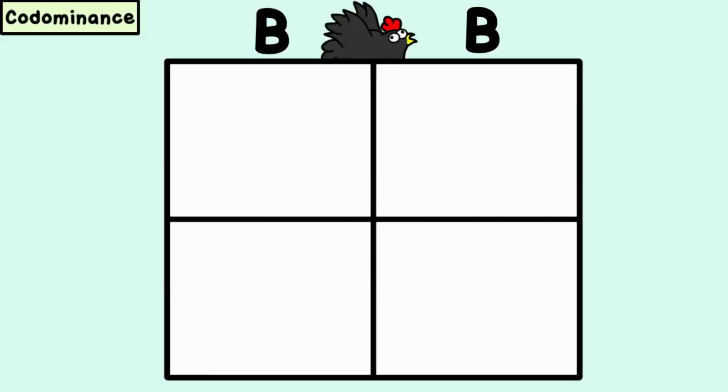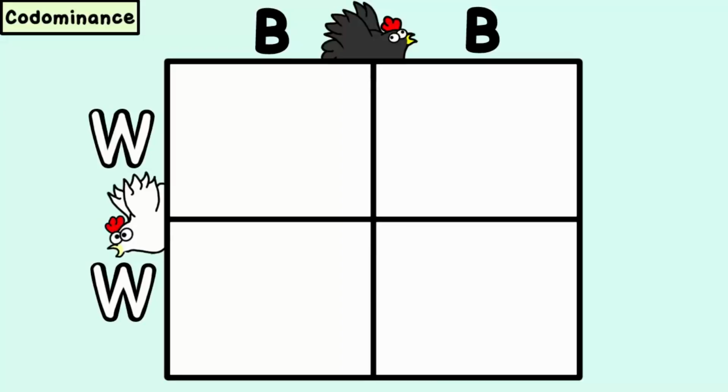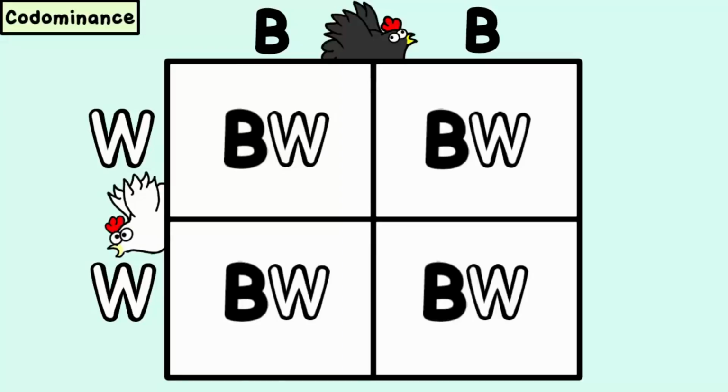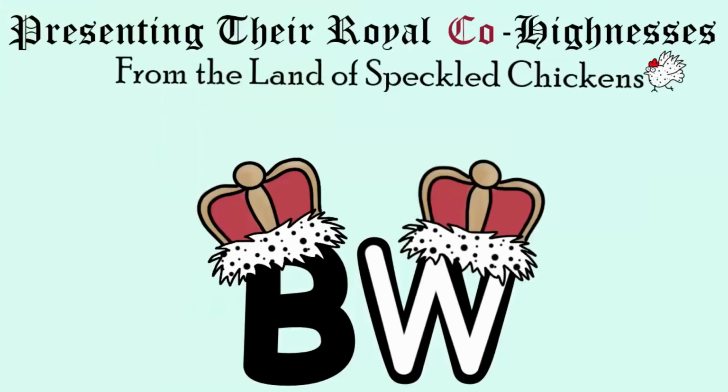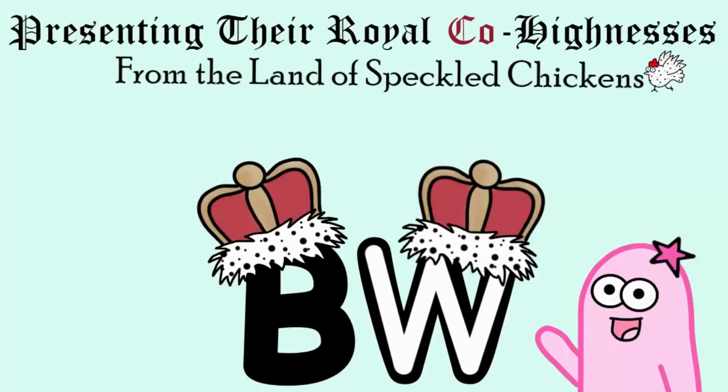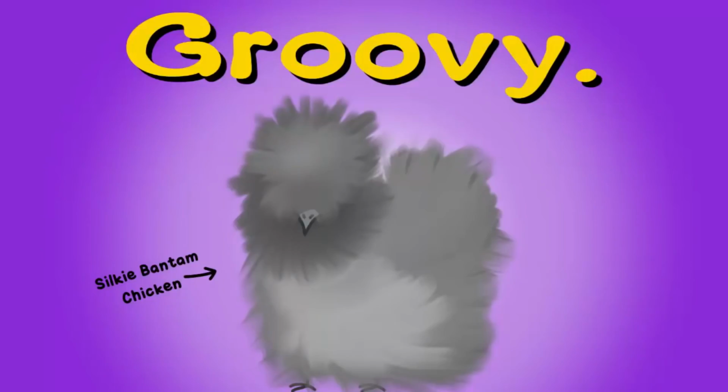If you cross a black chicken, represented here by BB, and a white chicken, represented here by WW, all the offspring here are BW. BW chickens are both black and white. They're speckled. See, both traits show up. This is the essence of codominance. And you know, what's more awesome than a speckled chicken? Well, except for those silky bantam chickens.